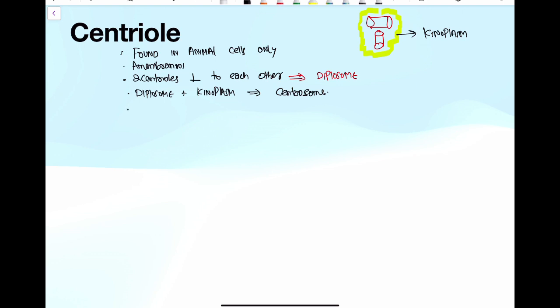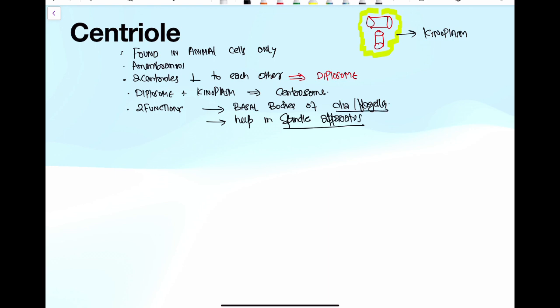Now what do they help in? Centrioles have two functions. One is they form basal bodies of cilia and flagella, and second is they help in formation of the spindle apparatus during cell division. So these are the two important functions performed by centriole. Now what are they made up of? They are made up of microtubule proteins, and these give a typical cartwheel appearance under cross section.